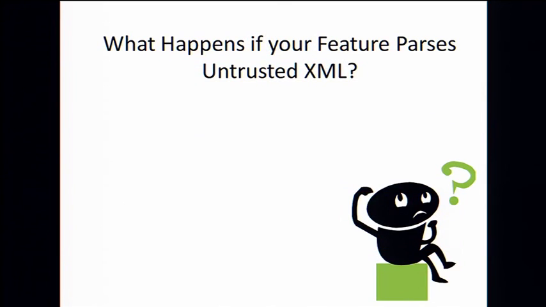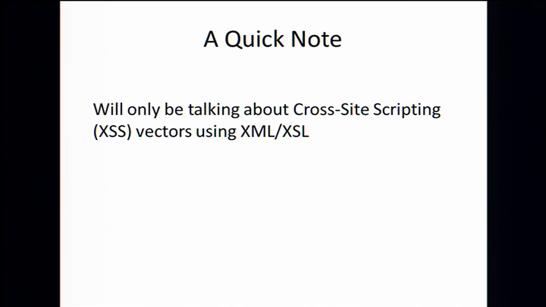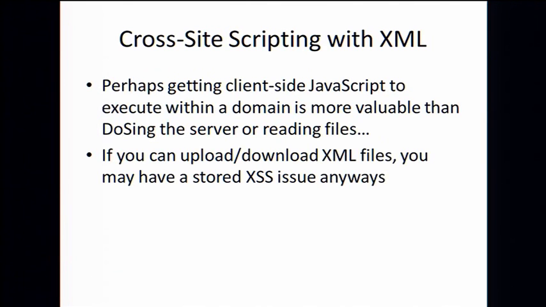So what happens if your feature parses untrusted XML? Well, there's tons of things that can go wrong. And in this talk, we will only be talking about the cross-site scripting vectors using XML XSL, because Microsoft asked us to only talk about the cross-site scripting XSS vectors using XML XSL. I think that's unfortunate, but on the other hand, getting client-side JavaScript to execute is good. And maybe that's what we want, rather than DOSing the server or reading files. So maybe that's our end game.